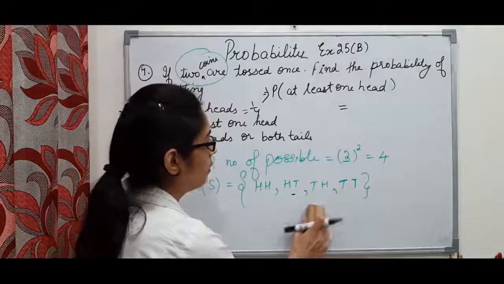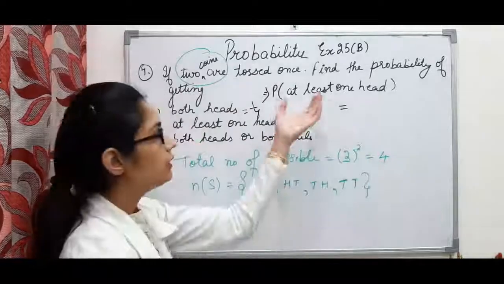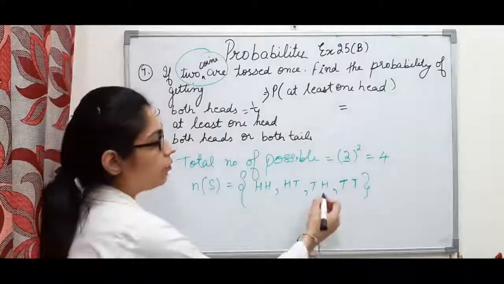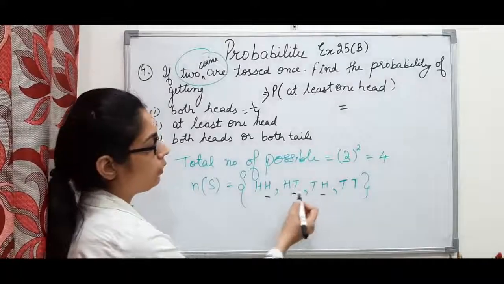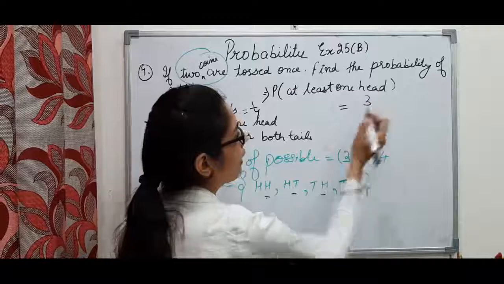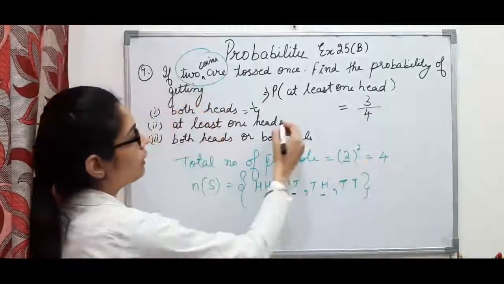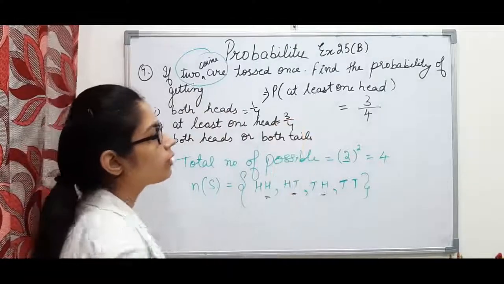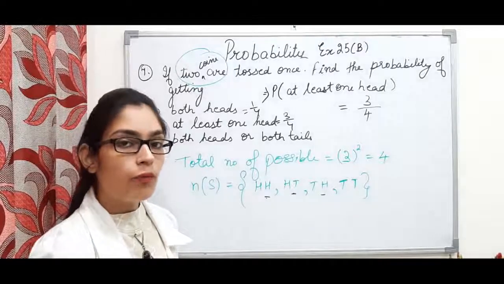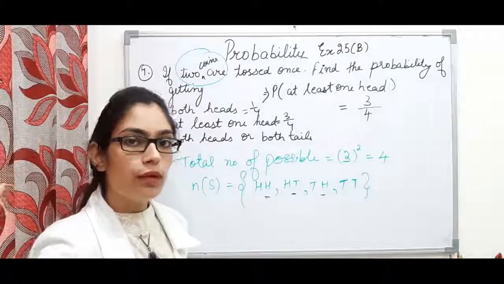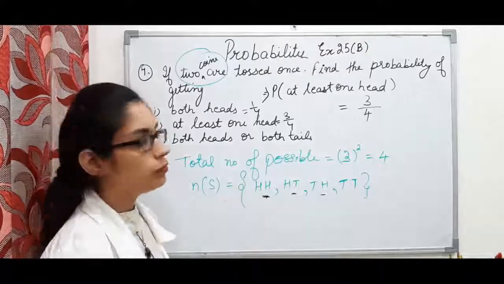Now our question is asking for at least, so don't get confused. At least suggests one I will take, and more than one also I can take. So this is 1, 2 and 3: 3 chances of getting at least one head, and total outcomes are 4. So it will be 3 by 4. With at least, you start from that number and can go to the maximum also. That's why I have taken both heads also.